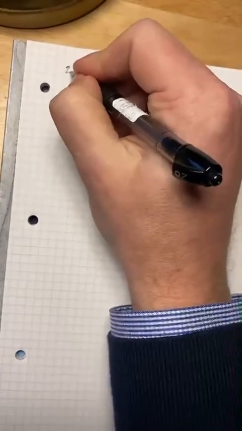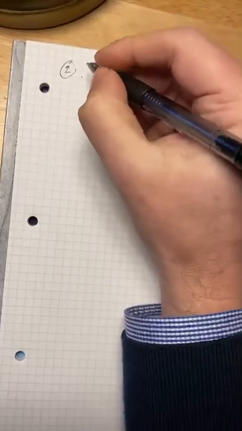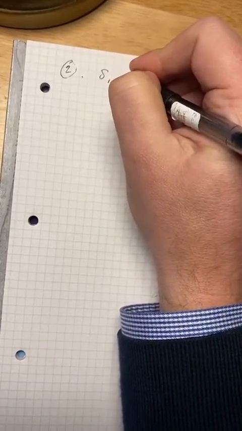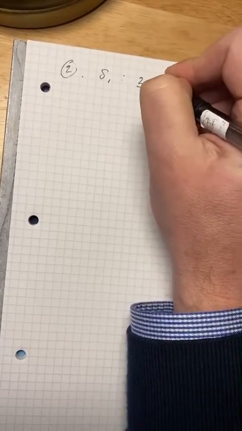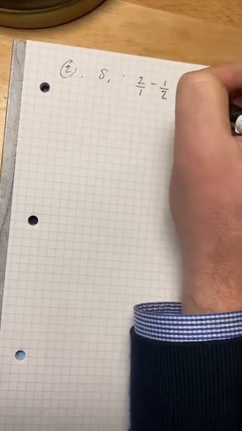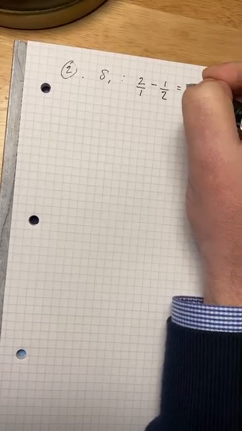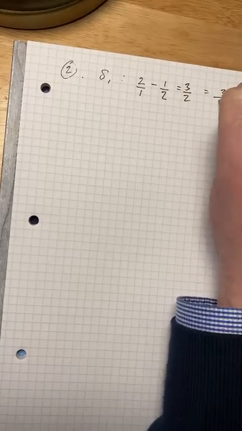So a look at question 2. We've got some sums. So let's say sum 1 is 2 over 1 minus 1 over 2, which is 3 over 2, which is 3 over 1 times 2.